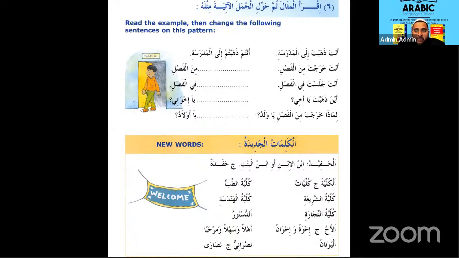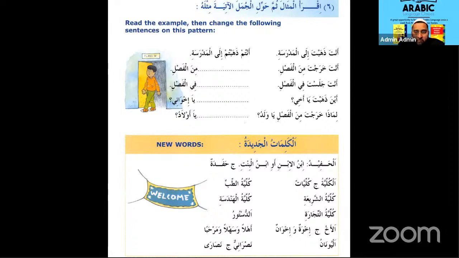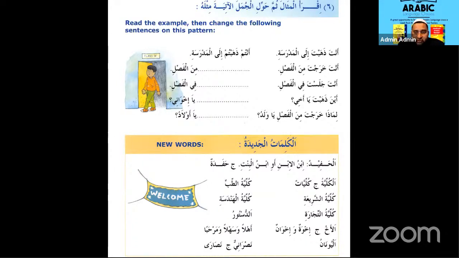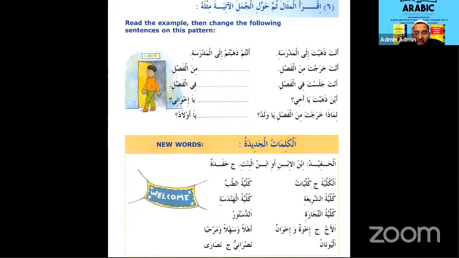Anta jalasta fil fasli. Can you change that to female? Anti jalasti fil fasli. And the plural? Antunna jalastunna fil fasli. And the last two? Aina dhahabta ya akhi. If you were talking to a female, you, one female, went, oh my sister. Aina dhahabti ya ukhti. Excellent.